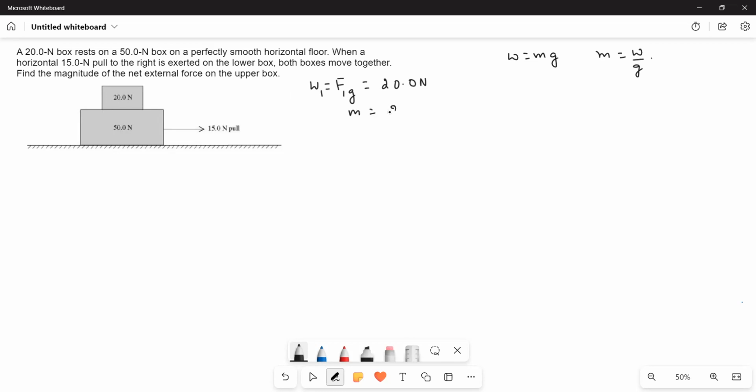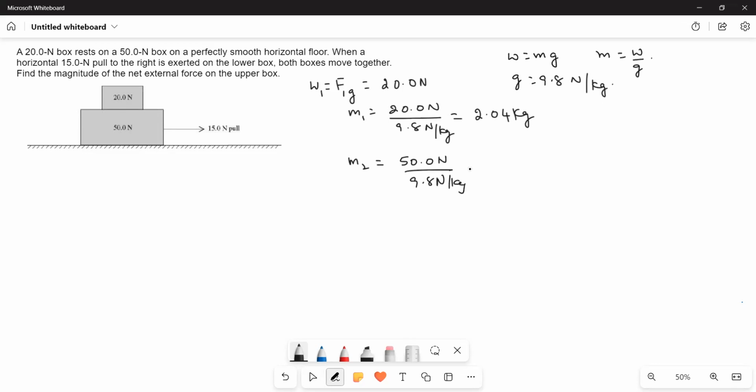m is equal to 20 newtons divided by g, where g is equal to 9.8 Newton per kilogram. So this divided by 9.8 Newton per kilogram gives you a value of 2.04 kilograms. This is m1. Similarly, m2 is equal to 50 divided by 9.8, which gives a value of 5.1 kilograms.